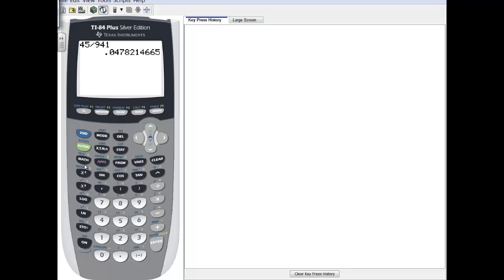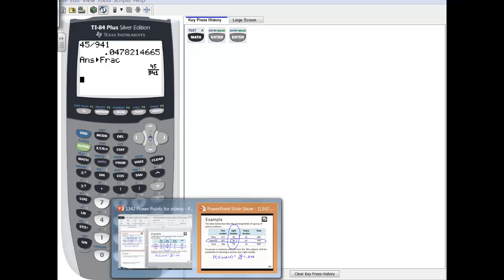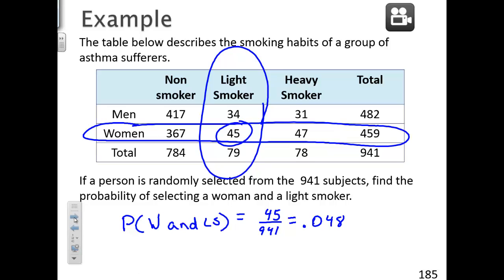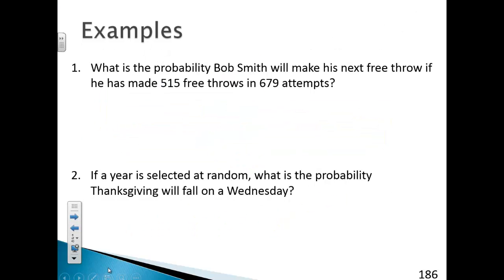Let's see if the calculator will take that back to a fraction for us. If we wanted to try that, we would press Math, and then see where it says this little arrow to frac. That's convert to a fraction, so press Enter, and then Enter. And there we go. It converts it back to a fraction for us. Let's look at the next 2 questions. At this point, why don't you pause the video and work these 2 questions, and then we'll take a look at them.